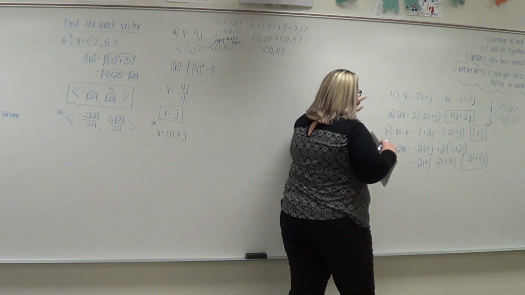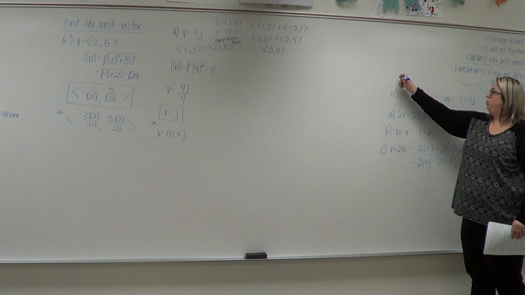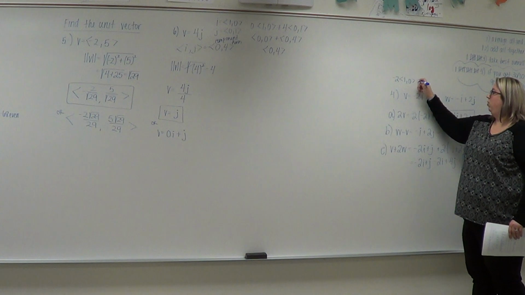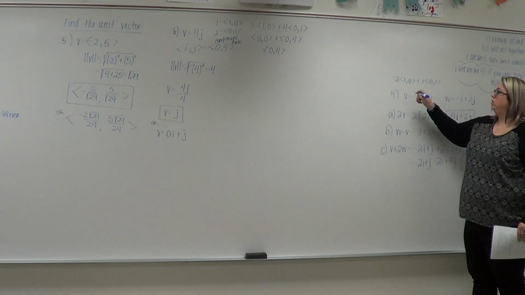So like if I wanted to put this in component form, this would be -2 times the vector 1, 0 plus 1 times the vector 0, 1.